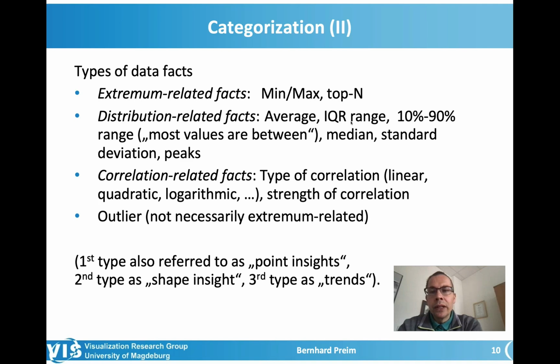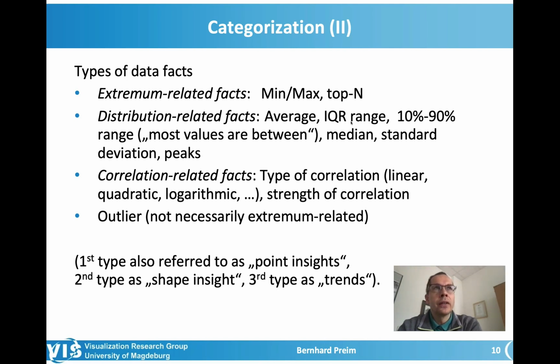So I mentioned already 3 types of data facts: extremum related, distribution related, and correlation related facts. Here I go a little bit more into detail what this means. And then there's one further data fact, and these are outliers. At first glance, one may think that an outlier is basically the same as an extremum related fact. That is possible, but it is not necessarily the case.